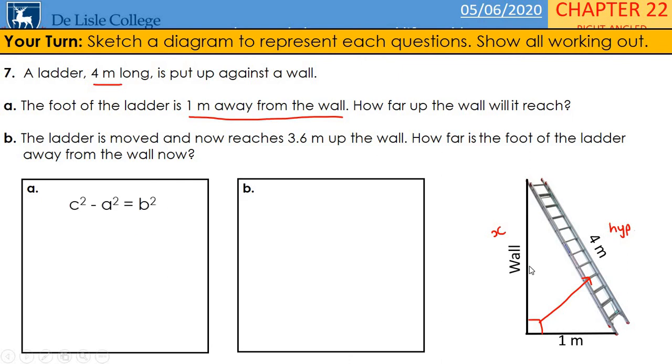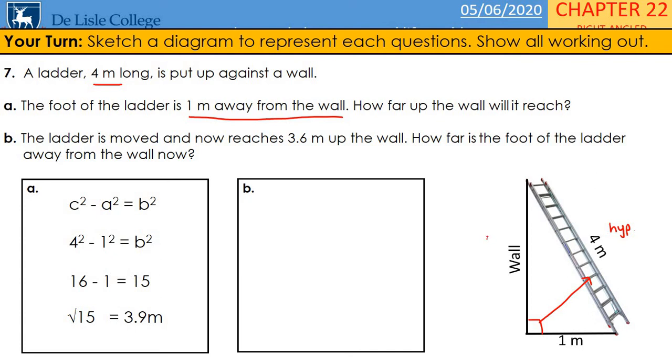So we're doing 4 squared subtract 1 squared. So 16 subtract 1 is 15. And the square root of 15 is 3.9 meters. So that's how tall the wall is. Then you're told the ladder is moved and now reaches 3.6 meters up the wall.